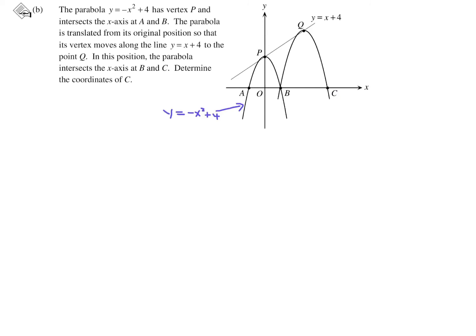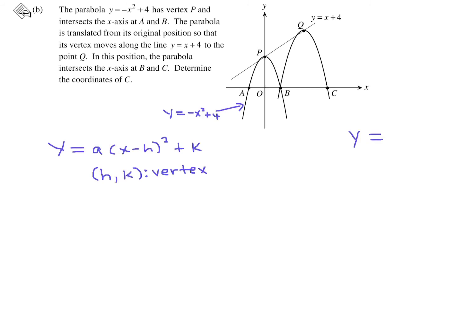Okay, so remember, any parabola has this form: a times x minus h squared plus k. And the vertex is represented by h, k. That is the standard formula of a parabola and its vertex. Now, we are given a parabola y is equal to minus x squared plus 4. So let's first figure out A, B, and P, and then we'll move forward with the rest of the question.